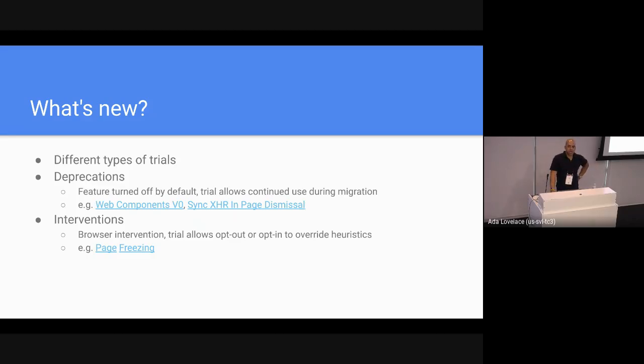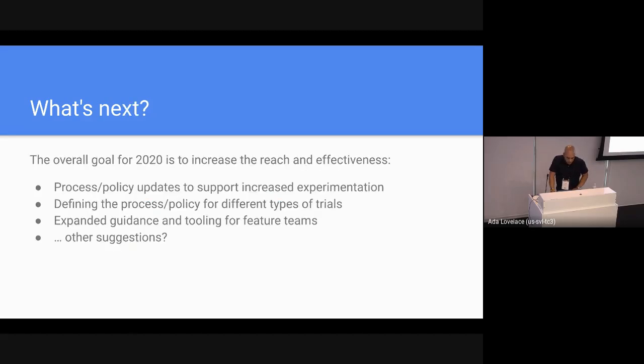So that's the biggest change in terms of origin trials. We haven't changed a whole lot in the infrastructure, but we're seeing these new usages. Okay, so what's next? As the team responsible for origin trials, I'm really just asking how can we increase the reach and our effectiveness? How can we make it of better value to the teams consuming it? How can we make it easier and better for developers?